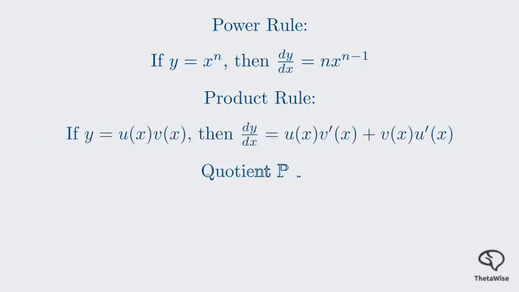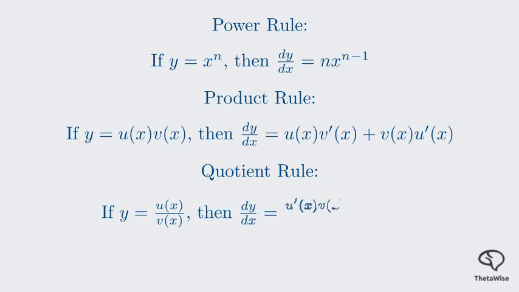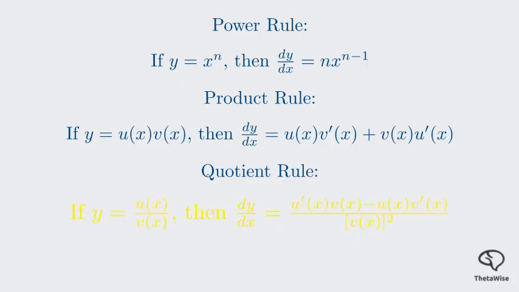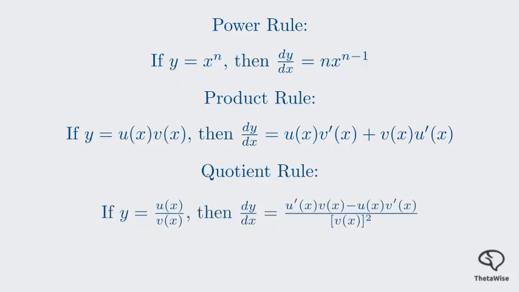Finally, we have the quotient rule. If your function y is a quotient of 2 functions, u and v, then its derivative is the derivative of the numerator, u, times the denominator v, minus the numerator, u, times the derivative of the denominator v, all divided by the denominator squared. Be very careful with the order here. The subtraction must be done correctly.